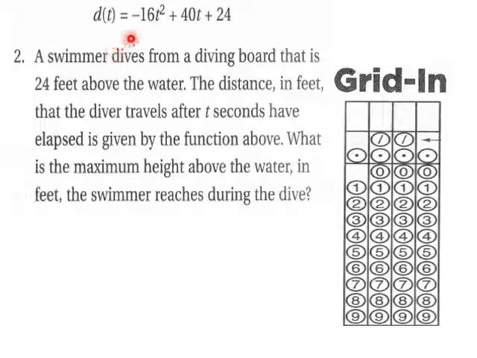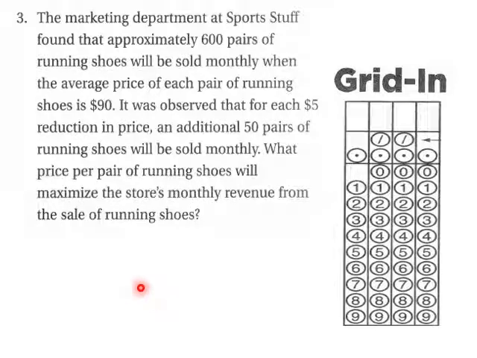And then number 2, a swimmer dives from a diving board 24 feet above. You have a parabola here. So what is the maximum height above water in feet the swimmer reaches during the dive? And then number 3, what will the price per pair of running shoes be for the maximum store's monthly revenue from the sale of running shoes in this situation here? You're given a scenario here.